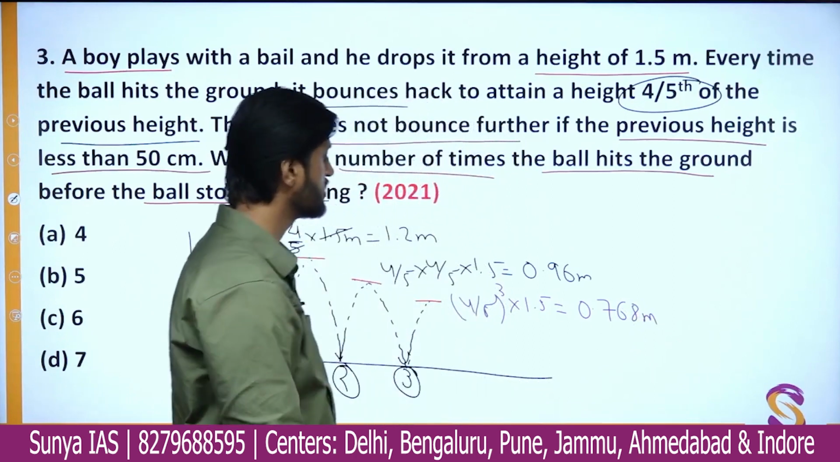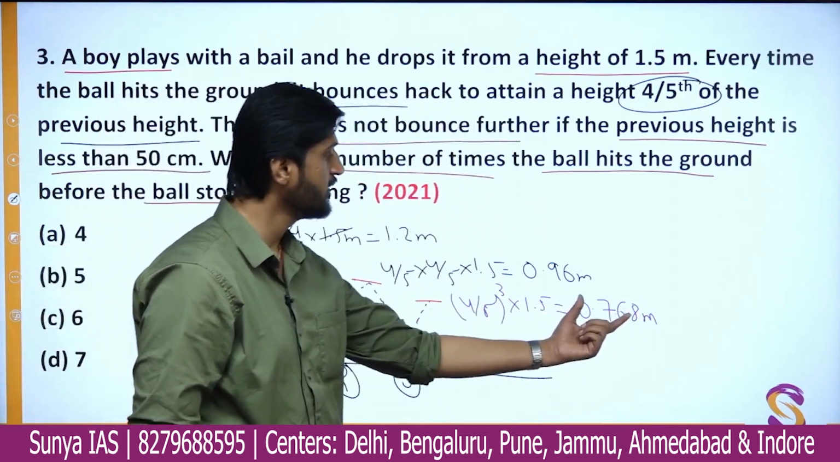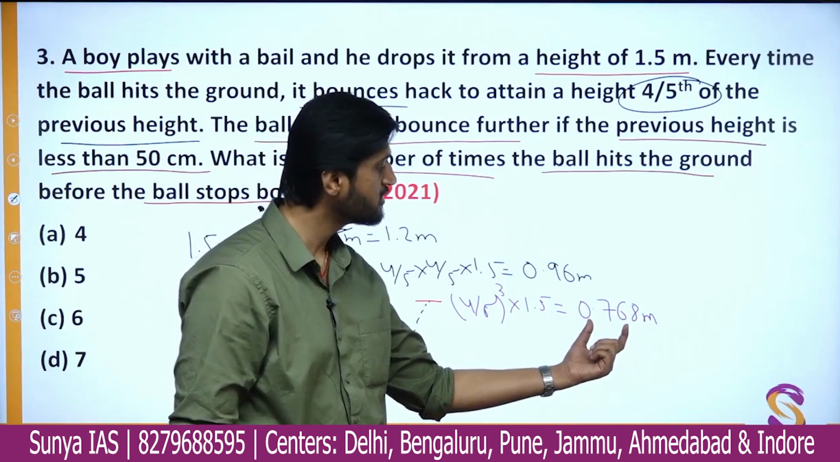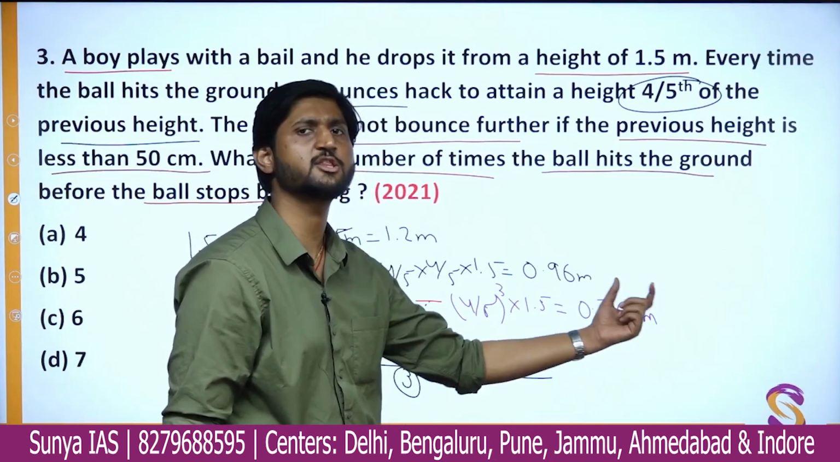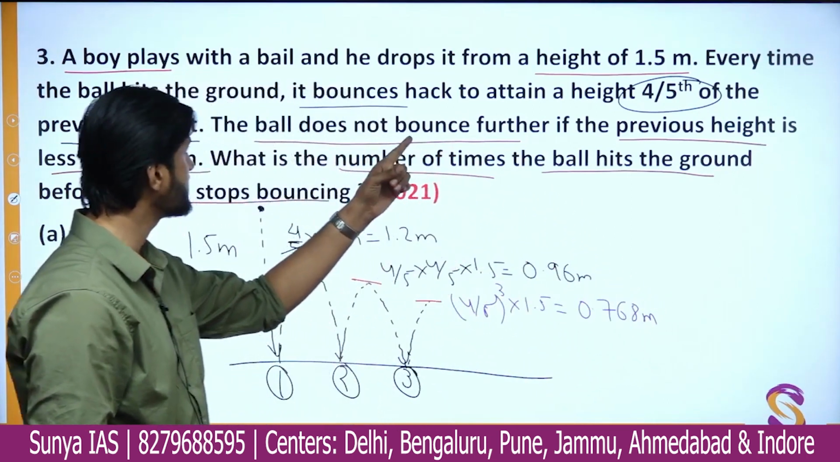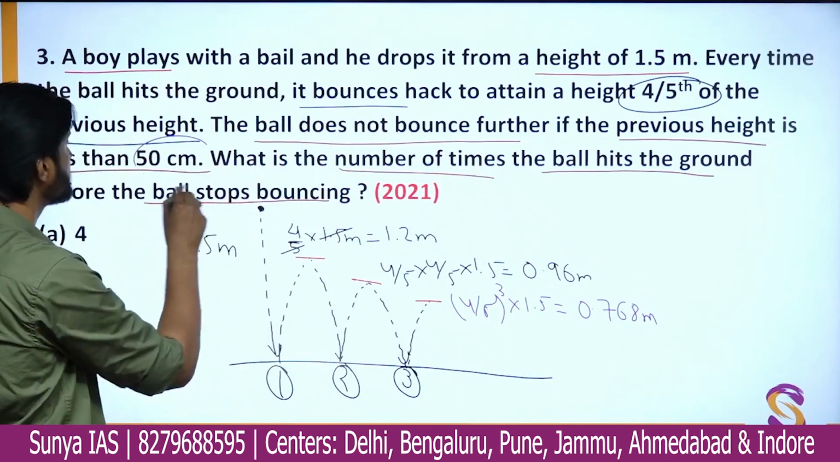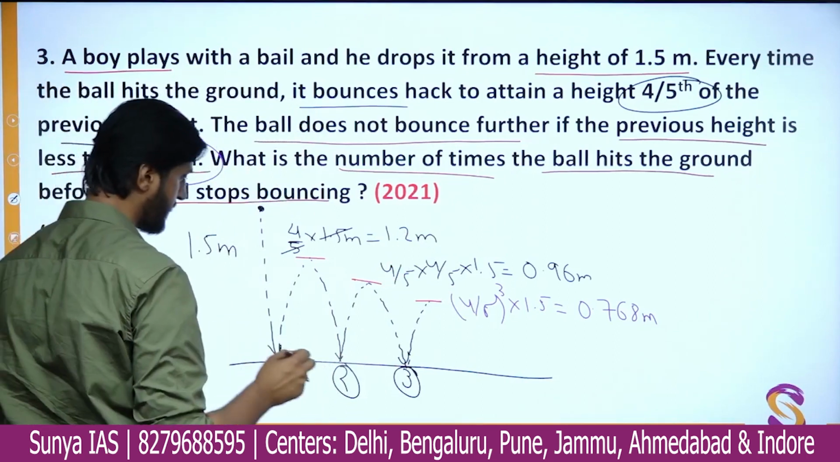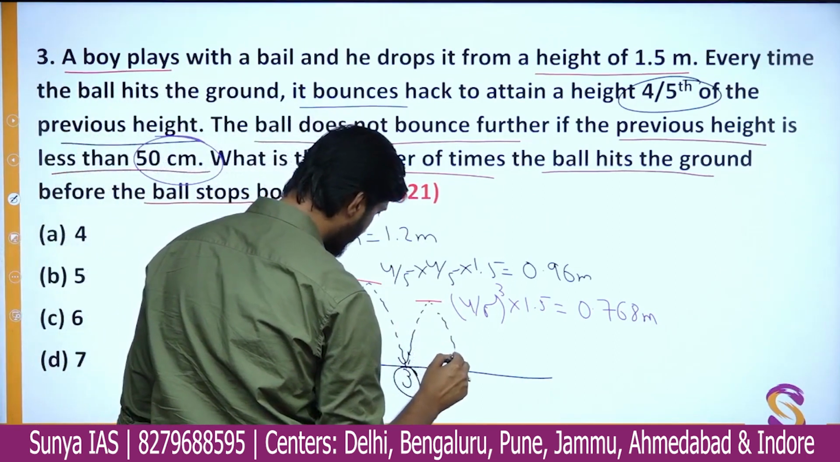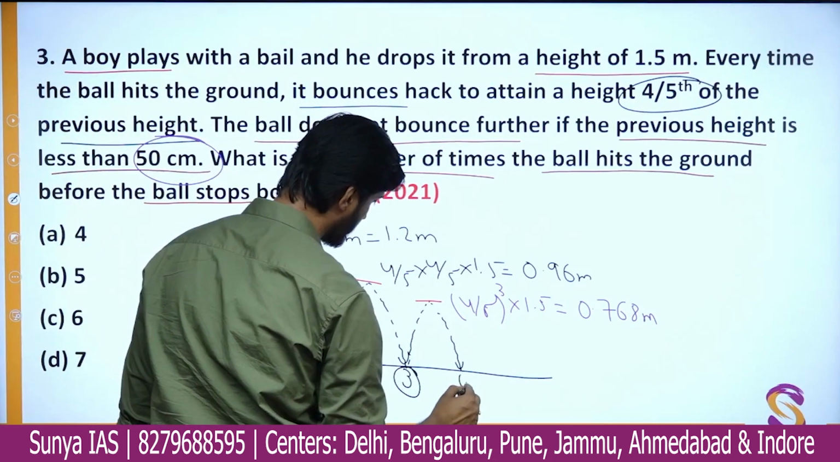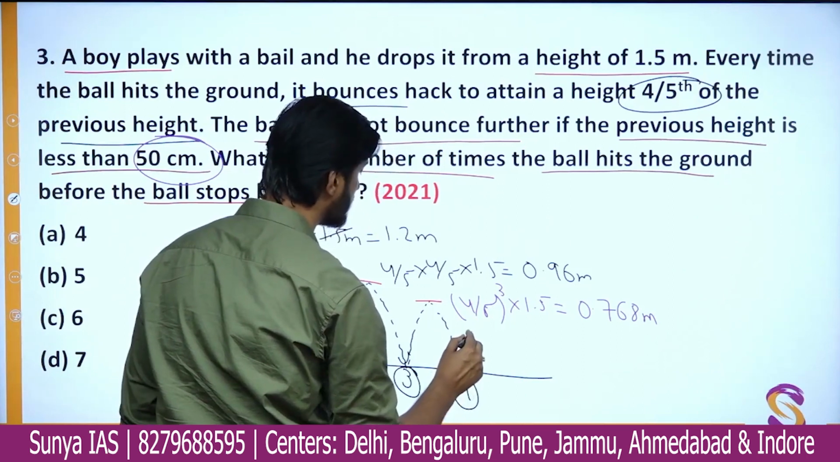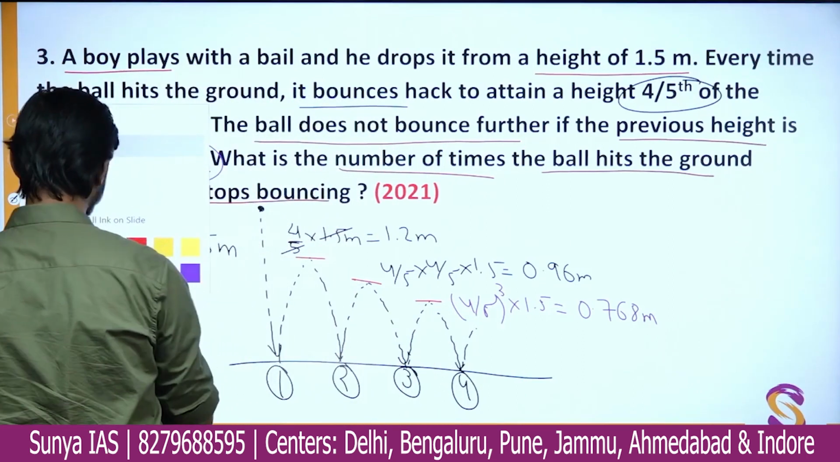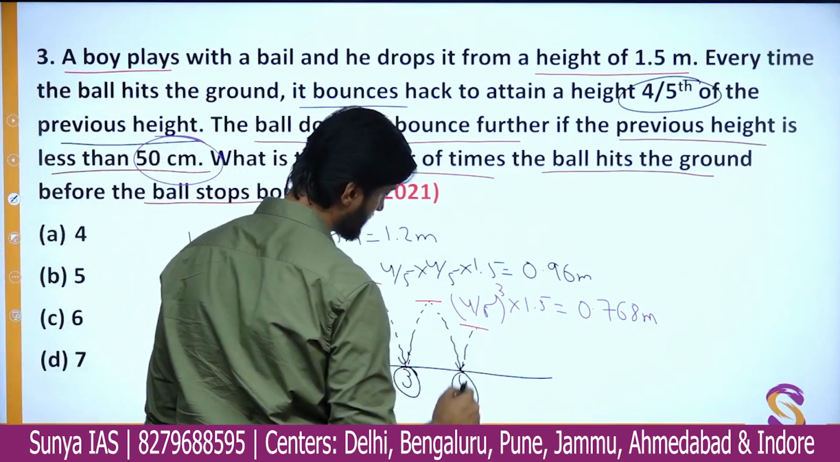Okay, this will be the height to which it will bounce back. Even now you can see this height, 0.768 meter or 76.8 centimeter, is greater than the threshold of 50 centimeters, so it will again bounce back when it falls. So now this time the ball again hits the ground, it hits the ground for the fourth time and again it bounces back, and now it bounces back to this height, right?